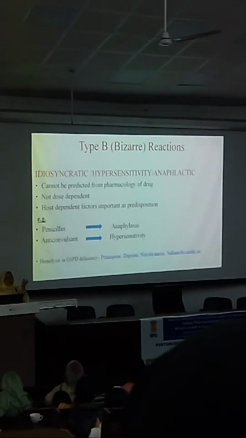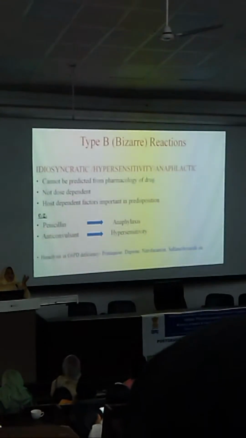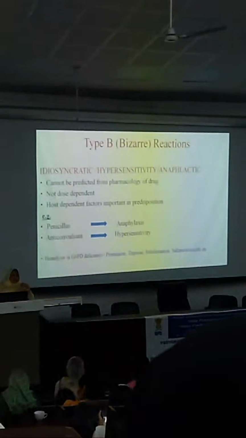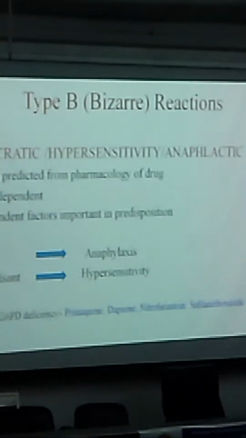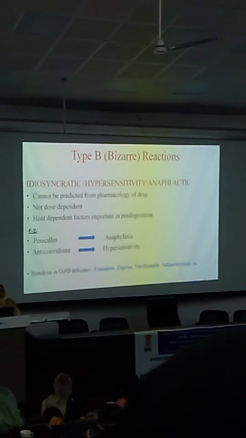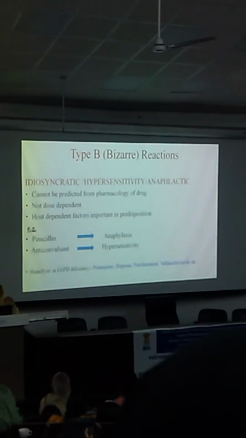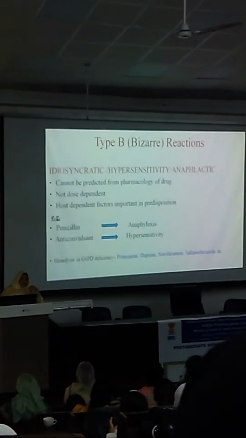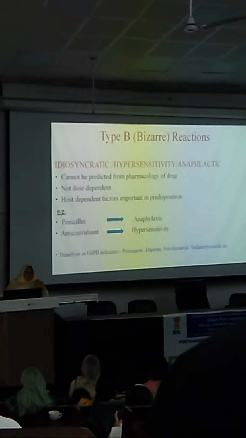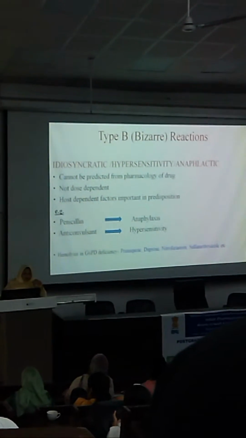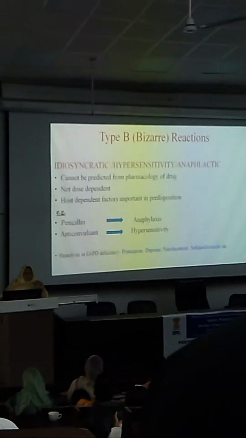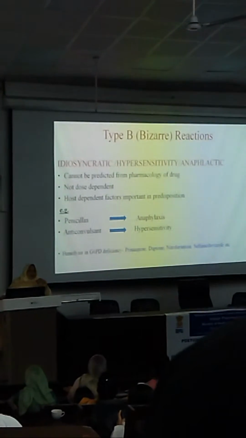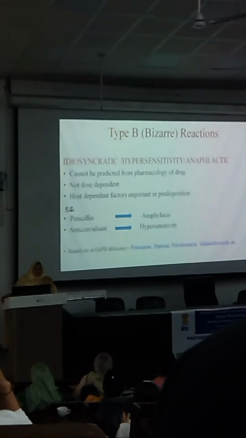Examples of these type B reactions are penicillin hypersensitivity reactions. So penicillin is one of the best examples of type B hypersensitivity reactions. Then anticonvulsants, the drugs which are used for the treatment of seizure disorders, again they can cause hypersensitivity reactions. So penicillin hypersensitivity reaction can present in the form of rash, urticaria, it can present in the form of anaphylaxis.